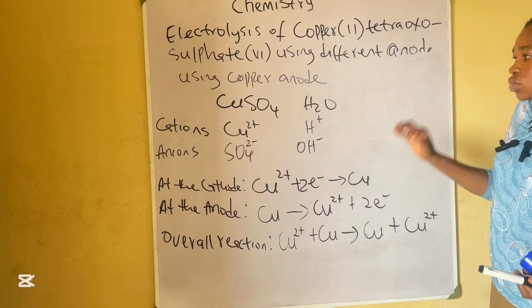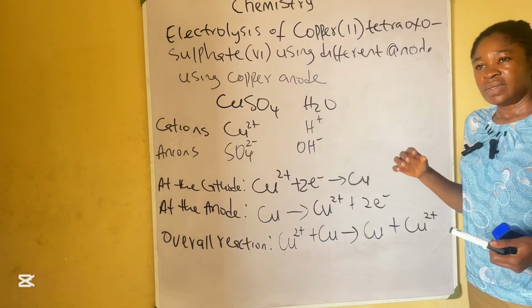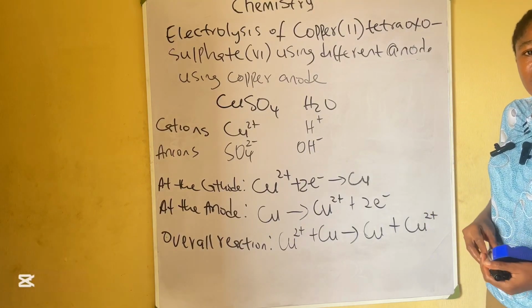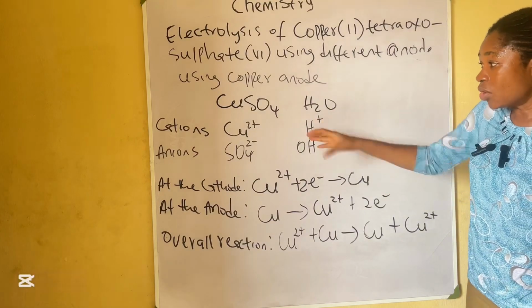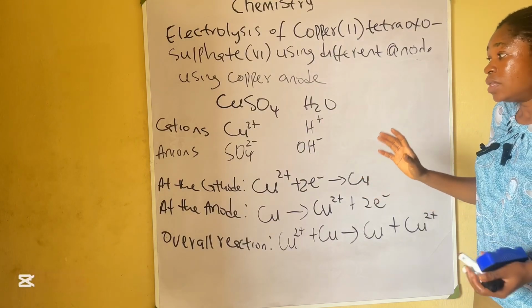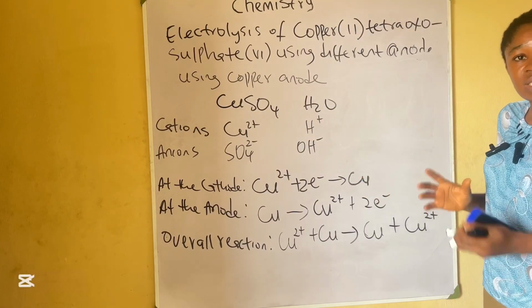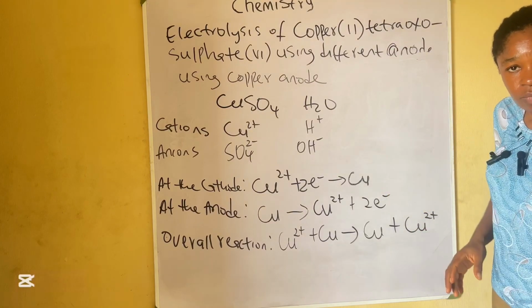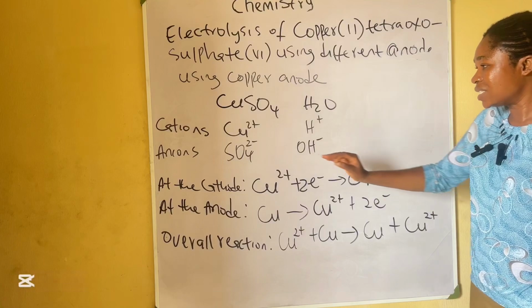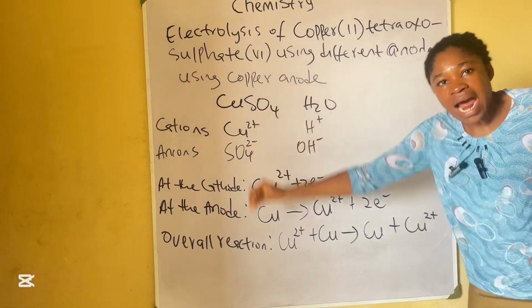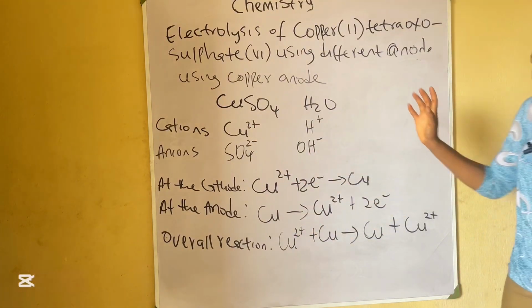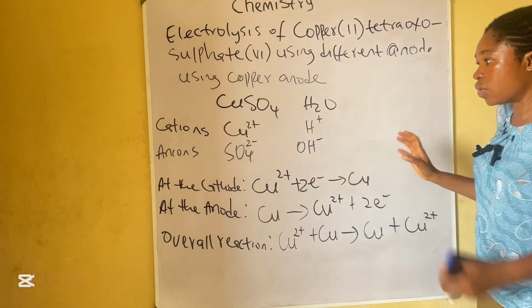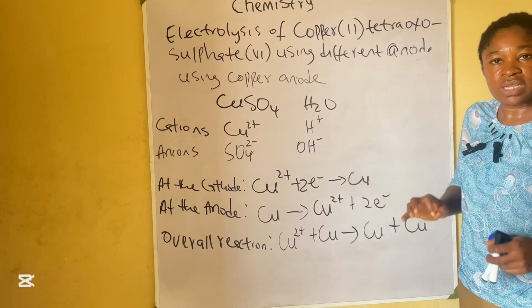So what happened to the electrolyte? The concentration of the electrolyte remains the same. The color of copper 2 sulfate, which is blue, will not fade. It will remain the same, because it's just a transfer of copper from the anode to the cathode. So the blue color will not fade.